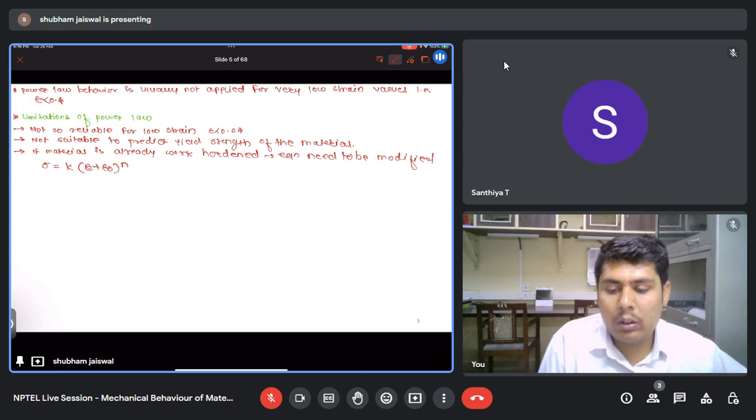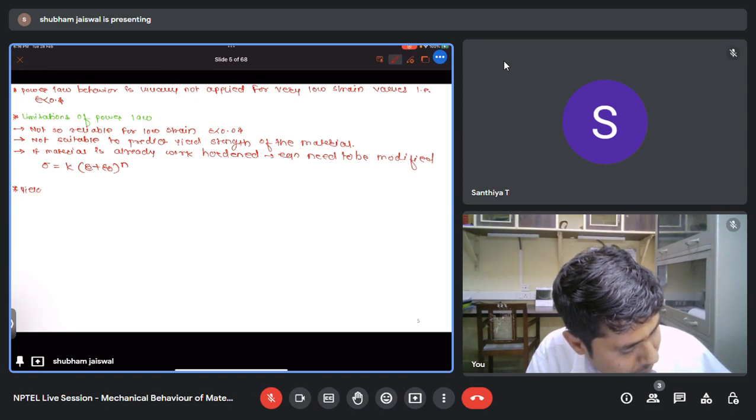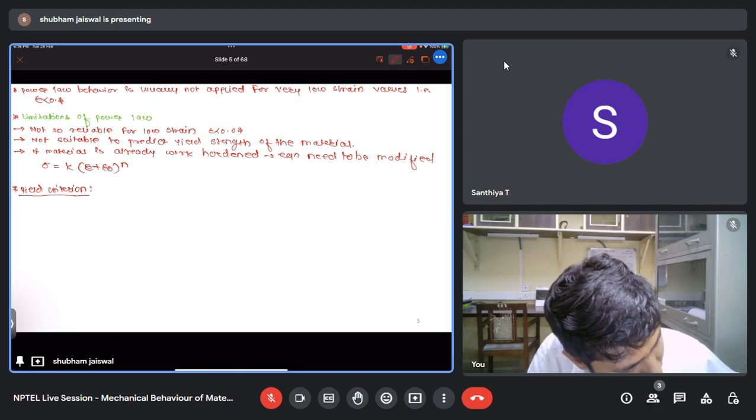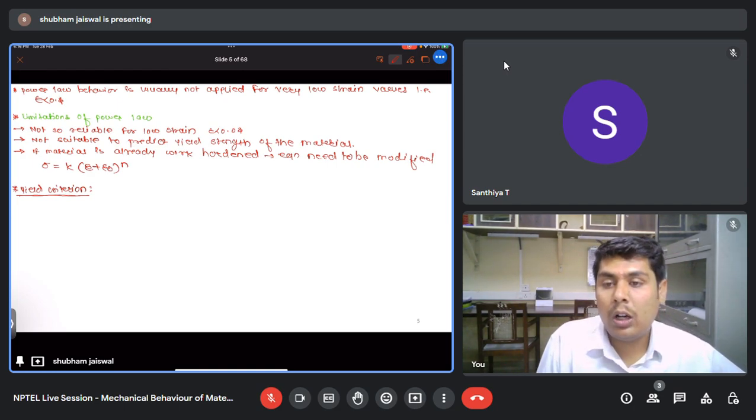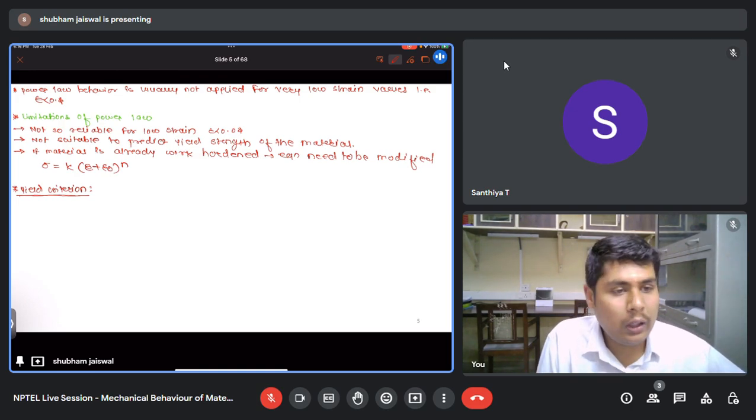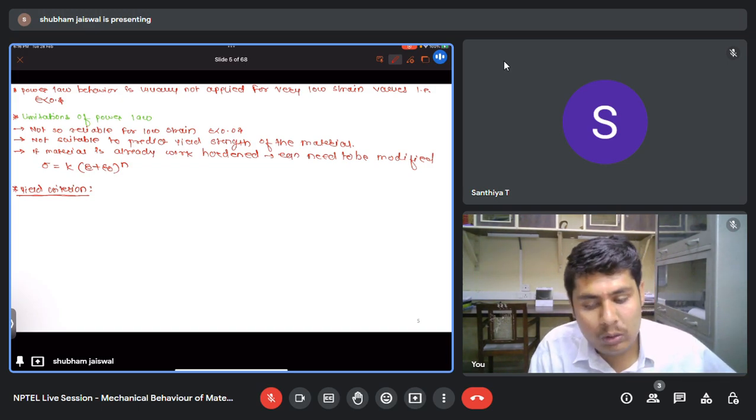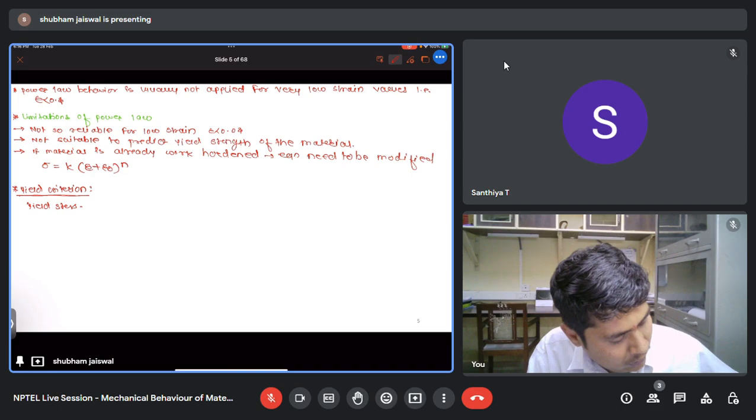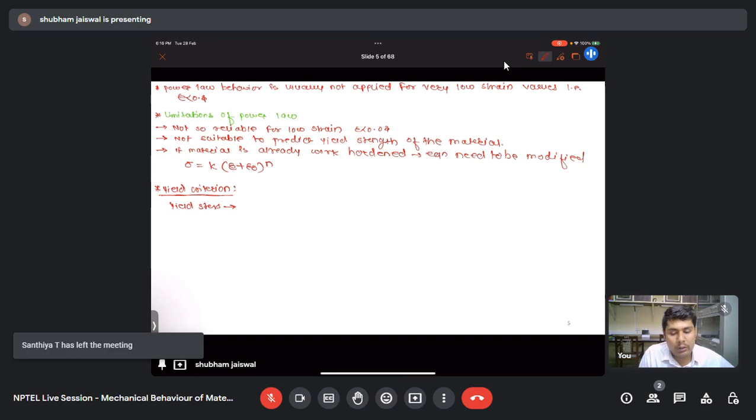So after that, we have seen the concept of yield criterion. So we need to know at what state of stress, at what point the material will yield. So this will give us the idea to design the material or to design our applications. So let's first see the definition of yield stress. So in yield stress, the material transits from elastic to plastic regime.